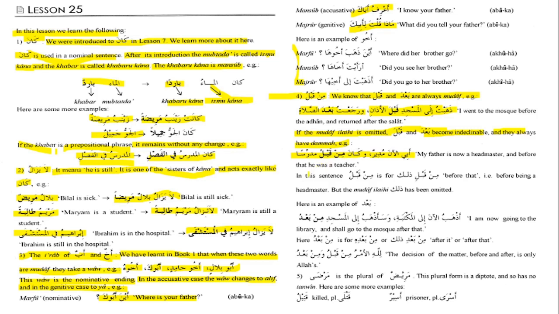In this sentence, min qablu is the short form of min qabli dhalika. Min qabli dhalika. It means before that. But she did not mention dhalika. It just said min qablu mudarrisan. It was before a teacher. So because you dropped the mudaf ilayhi, which is dhalika, or it could be min qablihi, you'll have to make qablu or ba'du mabniyun ala dhamma.